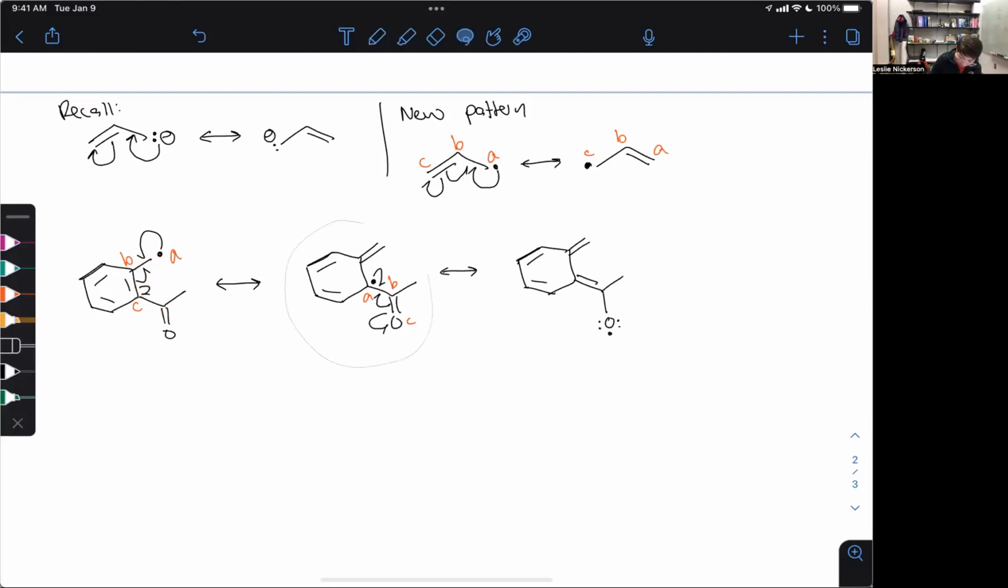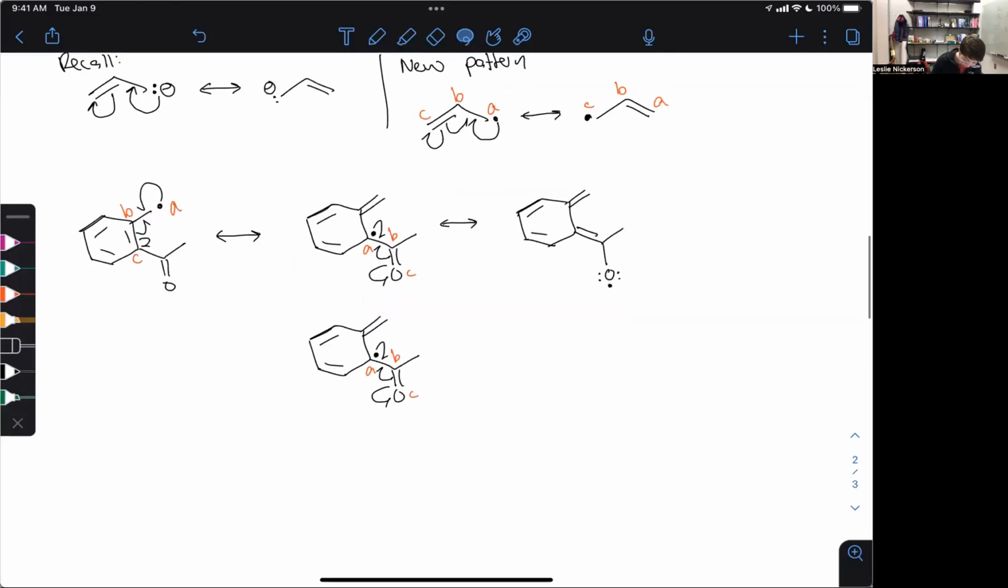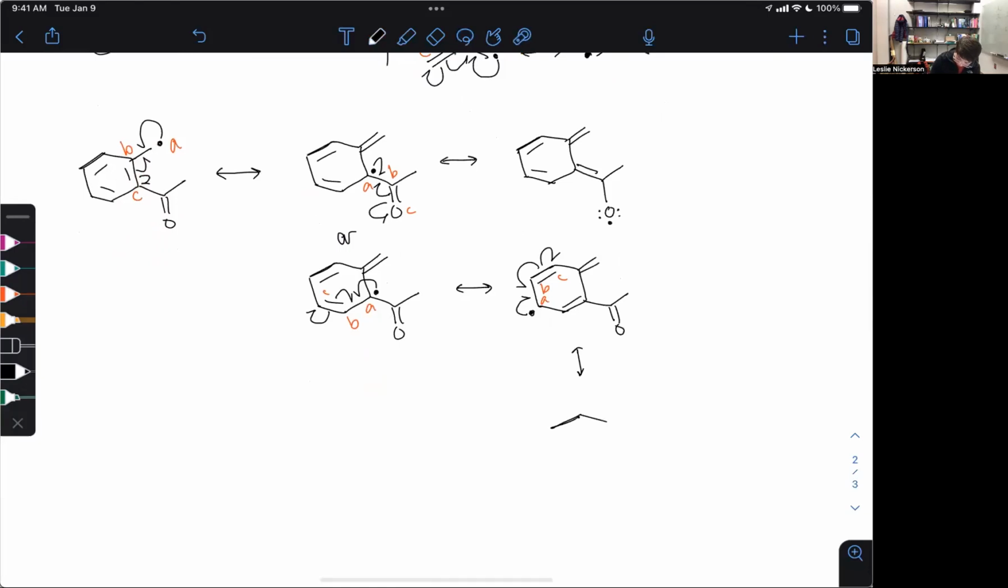Okay, so I also could have gone the other direction. So if I go A, B, C, we're going to have a pi bond forming between A and B, radical ending up on C. Okay, so now I've got another situation where I've got A, B, C. So now form another pi bond between A and B. Radical ends up on C. And then I have a radical over there.